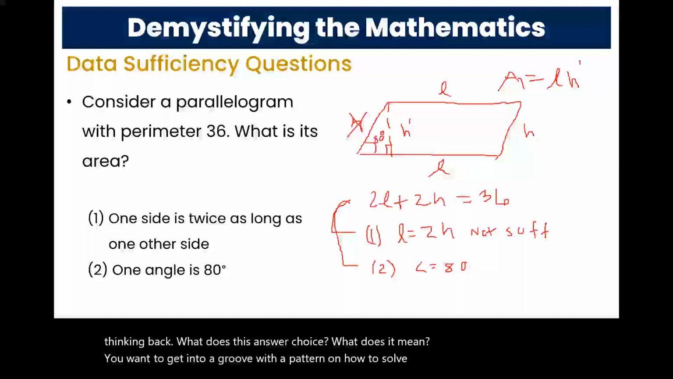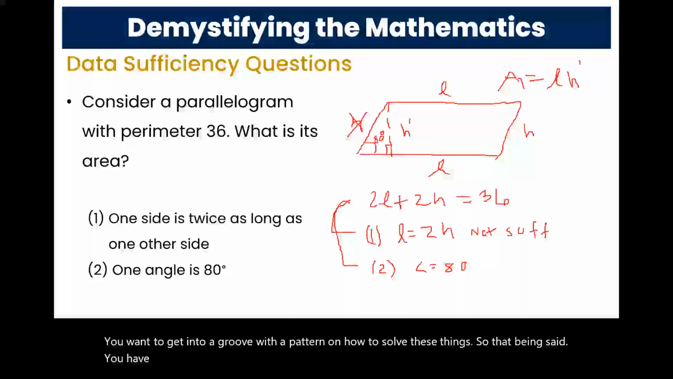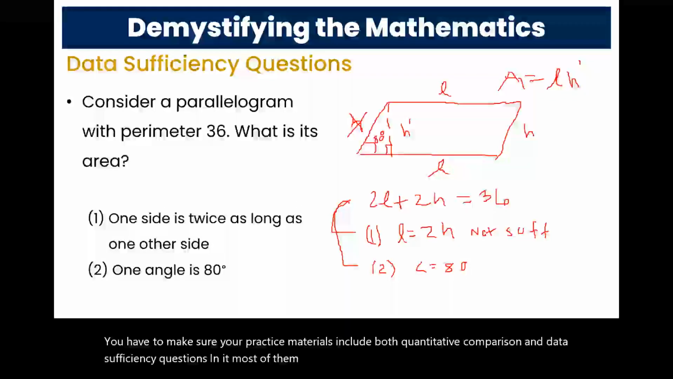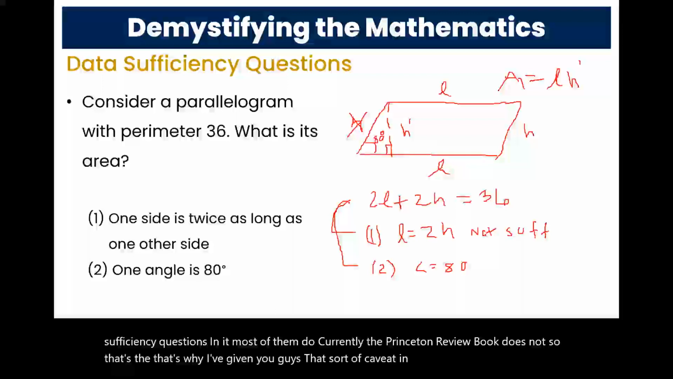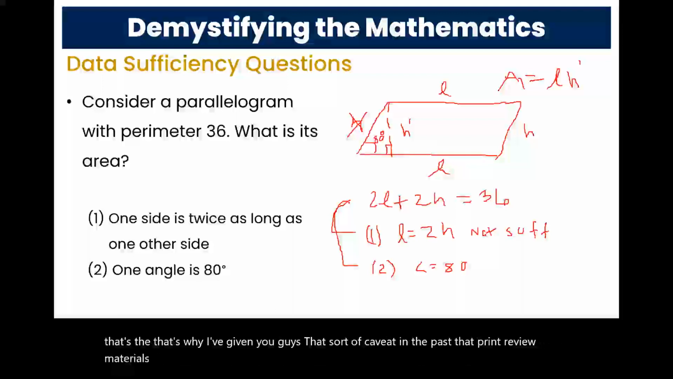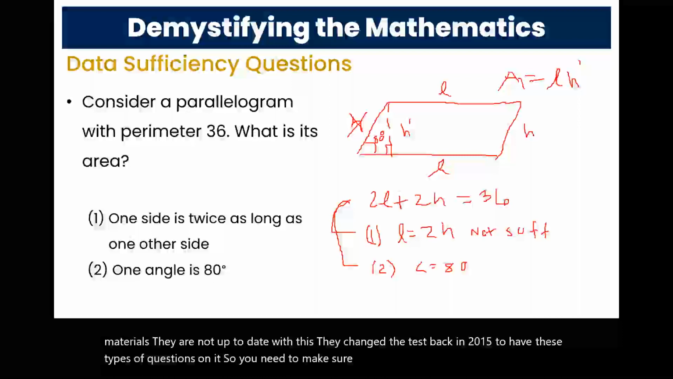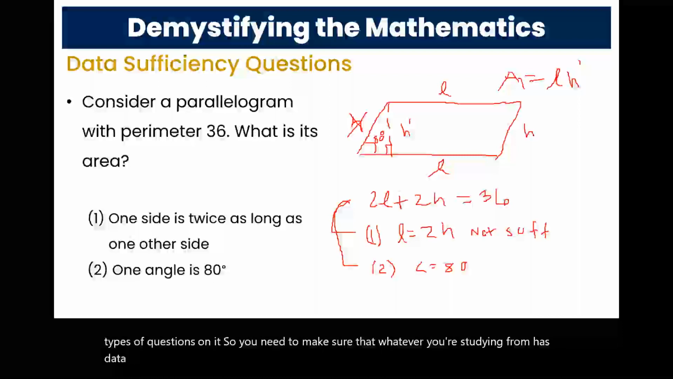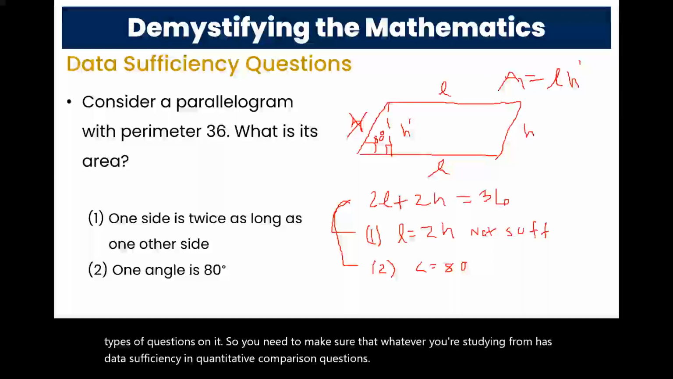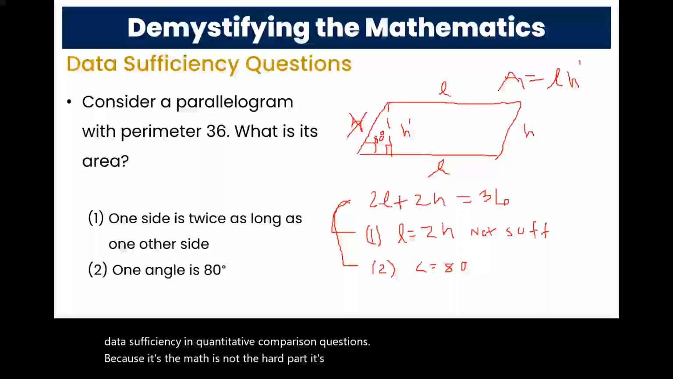So that being said, you have to make sure your practice materials include both quantitative comparison and data sufficiency questions in it. Most of them do. Currently, the Princeton Review book does not. So that's why I've given you guys that sort of caveat in the past, that Princeton Review materials, they're not up to date with this. They changed the test back in 2015 to have these types of questions on it. So you need to make sure that whatever you're studying from has data sufficiency and quantitative comparison questions, because the math is not the hard part. It's the structure of the question that's the hard part.